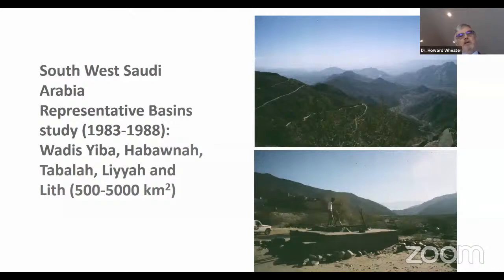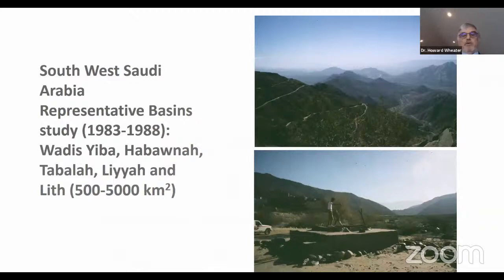But in the 1980s, I was privileged to be part of a representative basin study in the southwest of Saudi Arabia. This was a pioneering initiative that studied 5 basins ranging in size from 500 to 5,000 square kilometers. And it was funded by the then Ministry of Agriculture and Water. I think it's an important study and one that's played an important role, but I'm going to argue at the end that we really need more studies of this kind to bring this work up to date.